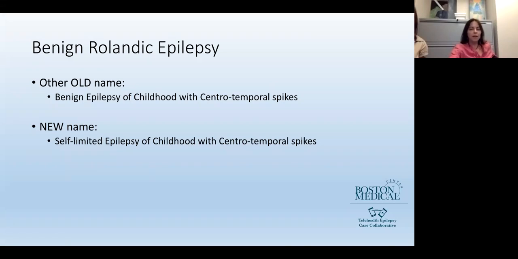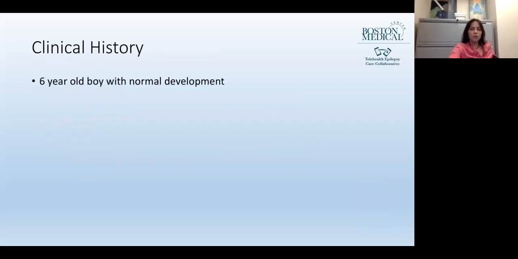And the name benign was taken away because despite the fact that it is an epilepsy that is usually easy to control, we do see some comorbidities, especially with learning and behavior. So it was felt that the name benign doesn't actually fit into this condition. However, it's usually self-limited, and this is now the new name. So I'll give you another vignette.